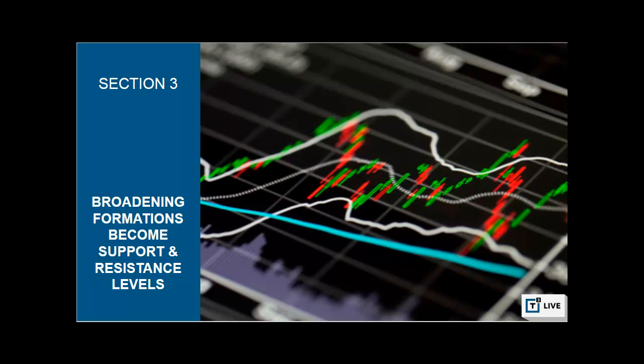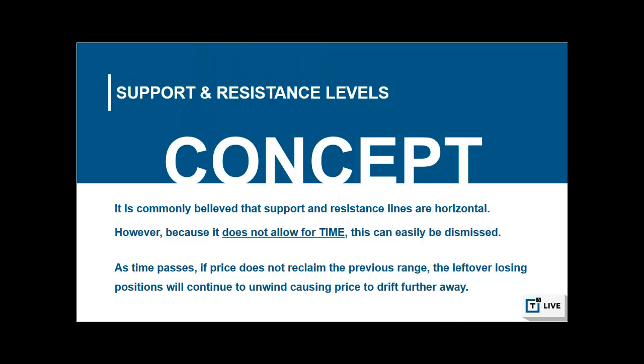Section 3. Broadening formations become support and resistance levels, although I don't like to use that term. But they're the phenomena of things drifting away as time passes, as opposed to the horizontal lines. Very important, and oftentimes you'll see this to be almost uncanny, right? Because it's commonly believed that support and resistance lines are horizontal, which does not allow for time again, right? Time passes. People will move their perception of cheap and expensive, and it changes. Also, as losers drift away from them, they're still trying to get out of them. Right? That's why this occurs.